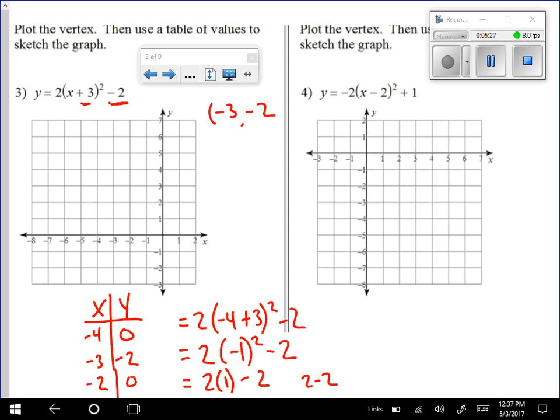Alright, so graph this. Negative 3, negative 2 is my vertex. At negative 4, I'm at 0. And at negative 2, I'm at 0.